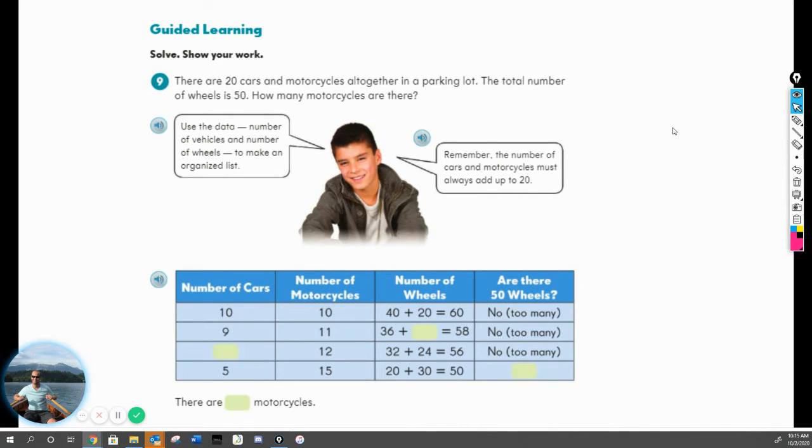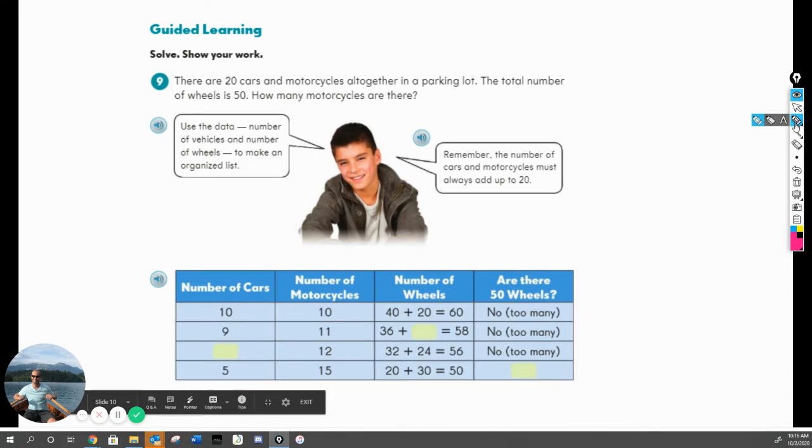All right, solve, show your work. Pause, and I'll fill in. All right, so you notice this lesson is called Real World Problems. At what point in the real world would I ever care about the total number of wheels or whatever? I think this is a bit of a reach.